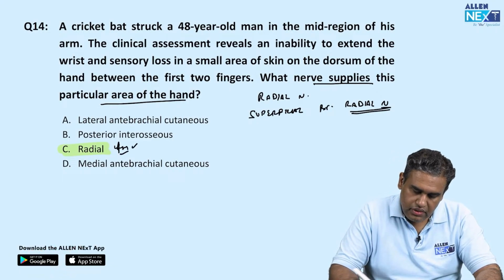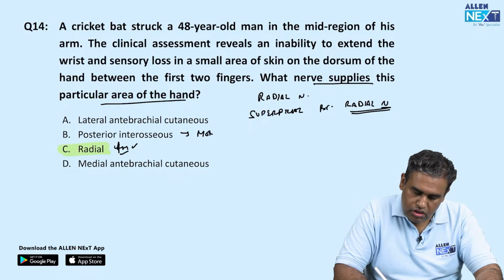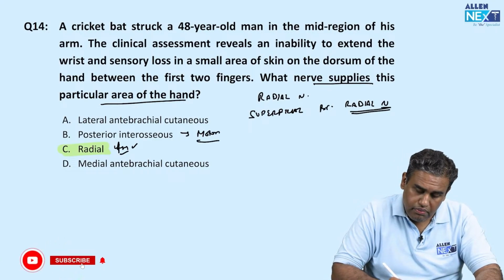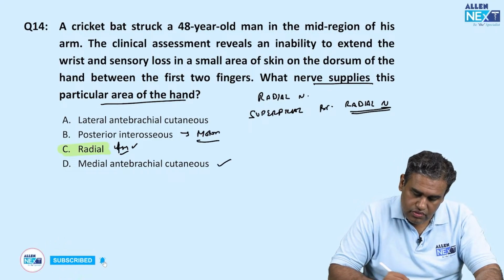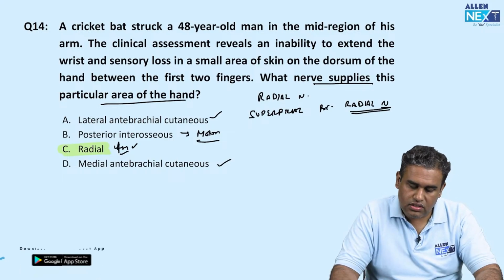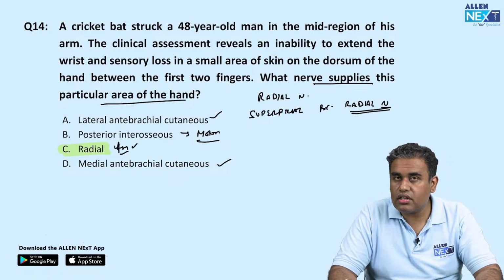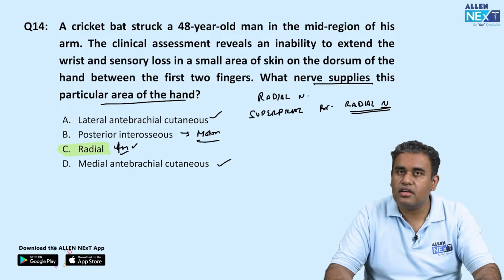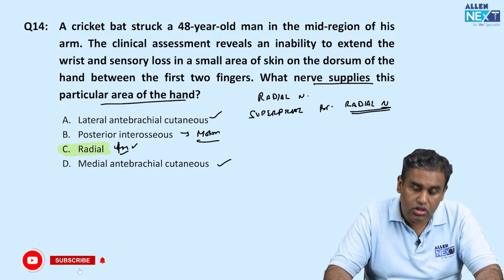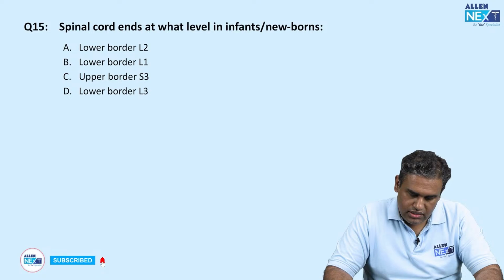Other options don't fit. Posterior interosseous is a pure motor nerve. The medial cutaneous branch of the forearm and the lateral cutaneous branch of the forearm are not supplying the dorsum of the hand. Answer is option C. Let's see another one over here.